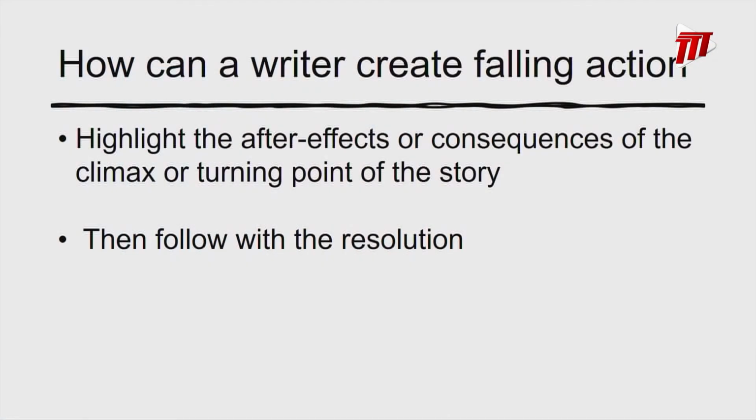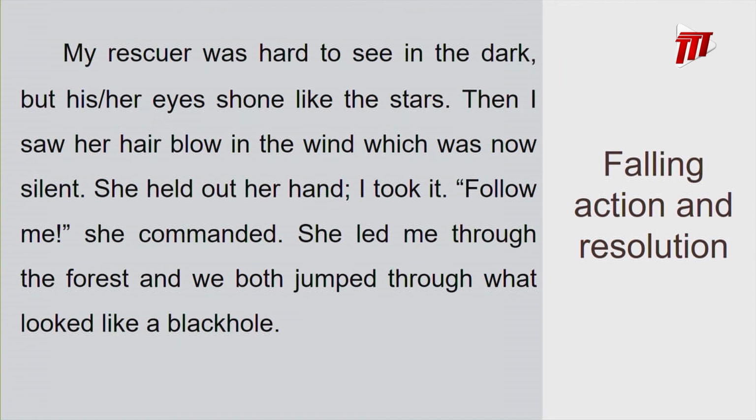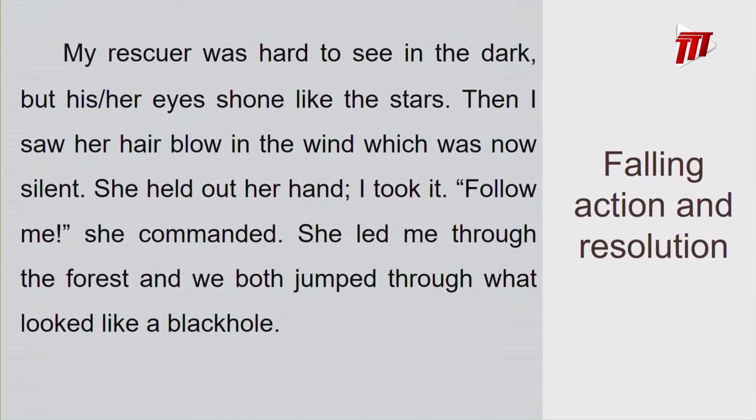How can a writer create falling action? Simply highlight the after effects or consequences of the climax or turning point of the story. Then follow with your resolution. Let's look at our falling action and resolution. So we are at the falling action, which is very close to the end of the story. And these are the events that take place after the climax. At this point, the story dies down and it's coming to a conclusion.